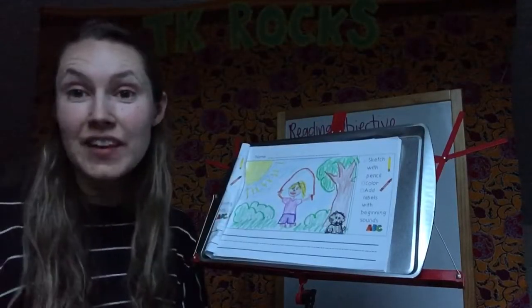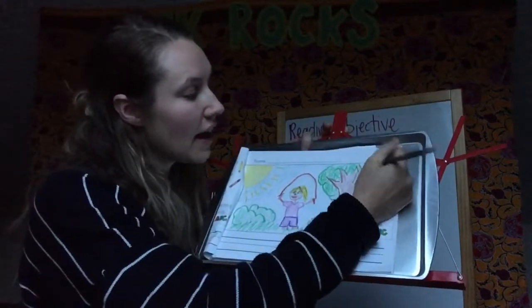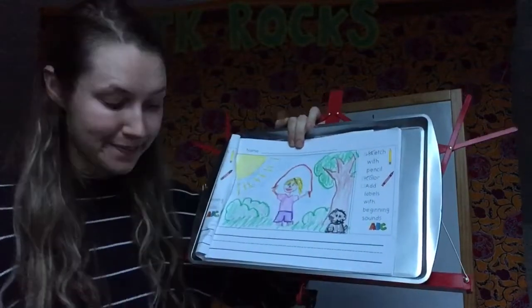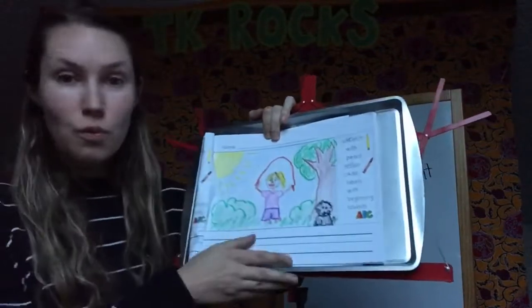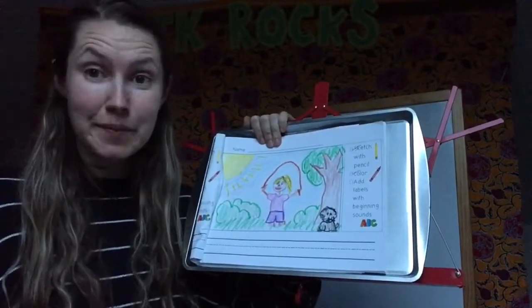All right, so I just finished coloring my picture, so now I can cross out sketch and I can cross out color. So now it's time for me to add labels and do some writing. So, ooh, almost fell down. All right, let me get my black crayon out so I can add some labels.